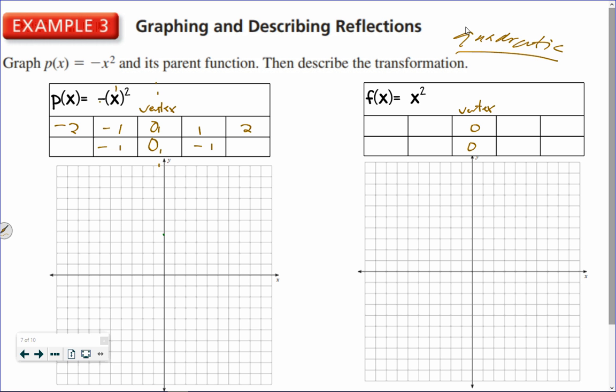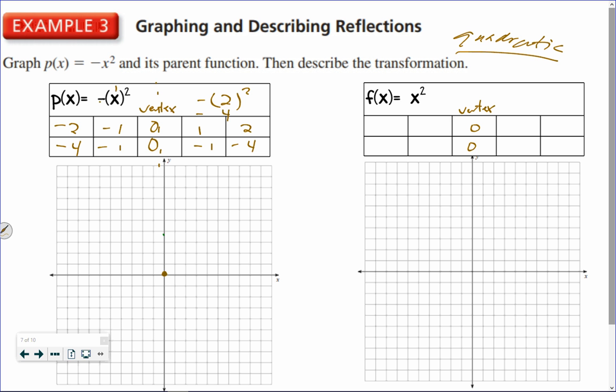Now do the 2. What's 2 squared? 4, and then I've got to attach the negative, so that makes it -4, right? What is it on the other side? -4 also, because they have to match up, right? Are you guys with me, or do I need to stop? Any questions? Okay, so now plot my points.